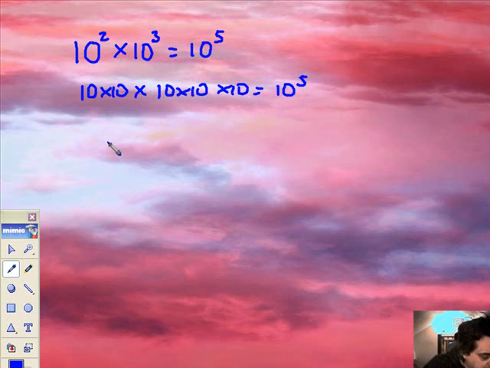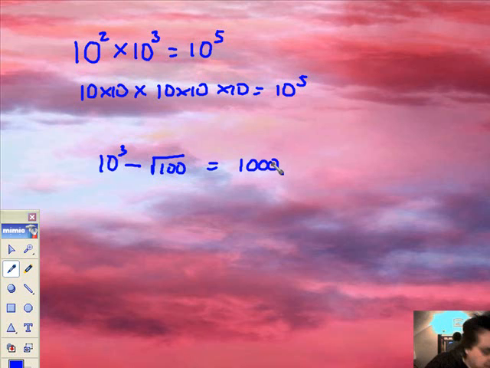So, just doing question, I don't know, 1e. I've got 10 to the power of 3 take away the square root of 100. Well, 10 to the power of 3 is of course 1000. It asks us to actually calculate the value of this, and the square root of 100 is of course 10. Therefore, our answer is 990. Alright, that's 1e.